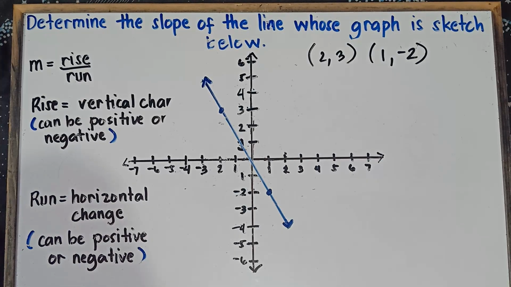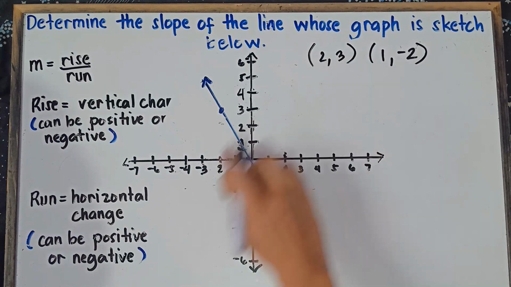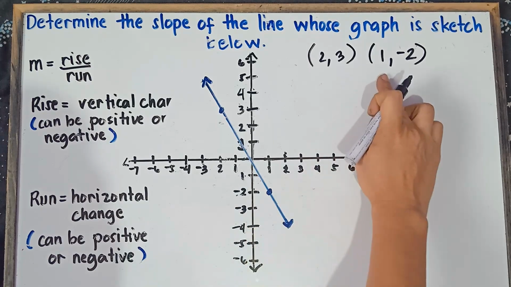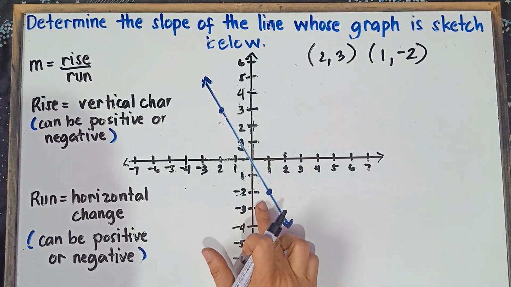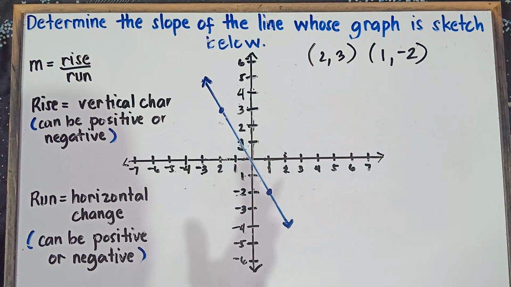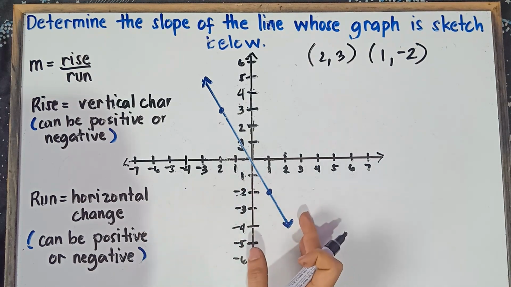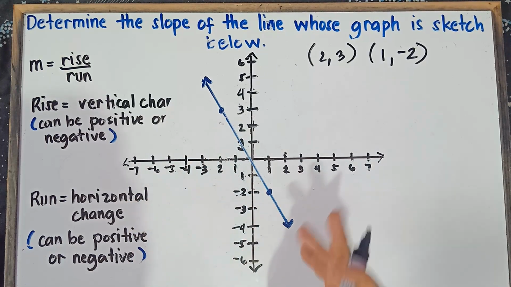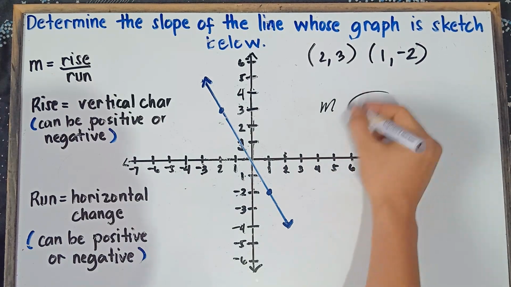Example number 4, and we have given ordered pairs. X value is 2, and then Y is positive 3. This point, X value is positive 1, and then Y is negative 2. Of course, class, we know that the answer of the slope should be negative because from left to right, the arrow is falling. So therefore, you will have negative slope.